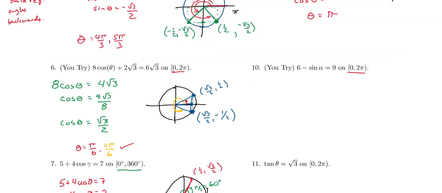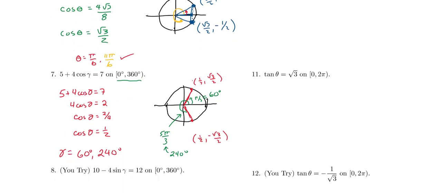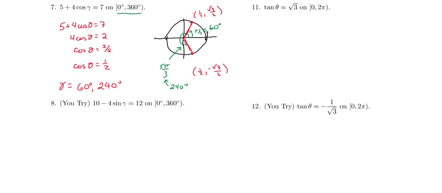So hopefully you paused the video and tried that problem. I'd now like to do number 11 with you. This one's a little bit harder because this is not sine or cosine, it's tangent in this case. So here I've actually already got the trig expression isolated, and we want to know when is the tangent of theta equal to the square root of 3.